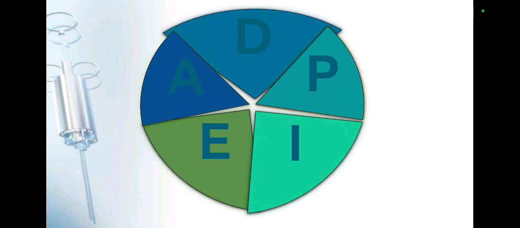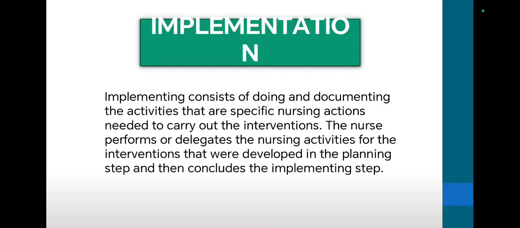Now, if you have already planned your activities, okay, you will now implement it. Now, the implementation phase consists of doing and documenting the activities that are specific nursing actions needed to carry out the intervention. The nurse performs or delegates the nursing activities for the interventions that were developed in the planning step and then concludes the implementing step.